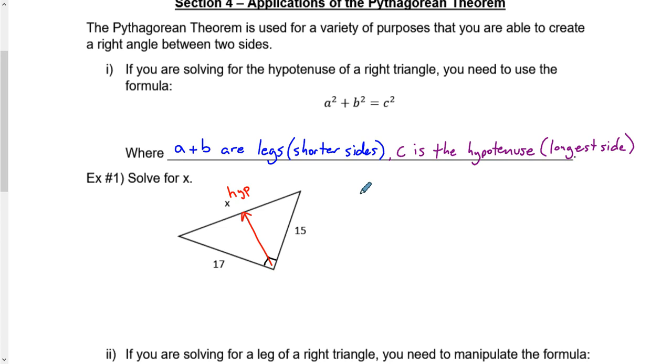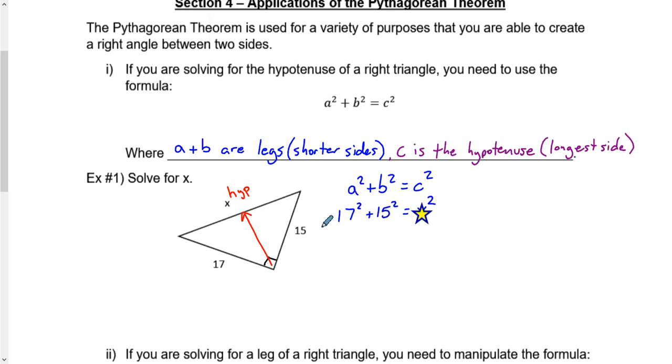Works out really nice. Anyways, if we use our Pythagorean theorem, a squared plus b squared equals c squared, it doesn't matter what we call a and b. I can call a 17 and b 15. I can do it the exact opposite way. Of course, my c is my unknown. In this case, I have it labeled as x, so I'm going to use x. If you want to use a smiley face, or you want to use a star, whatever you want to use, just make sure you use it consistently and you use it correctly.